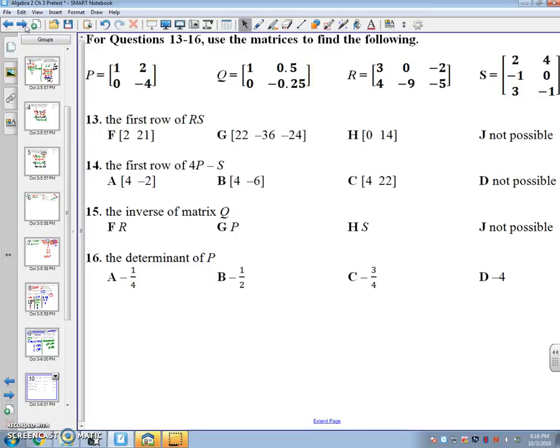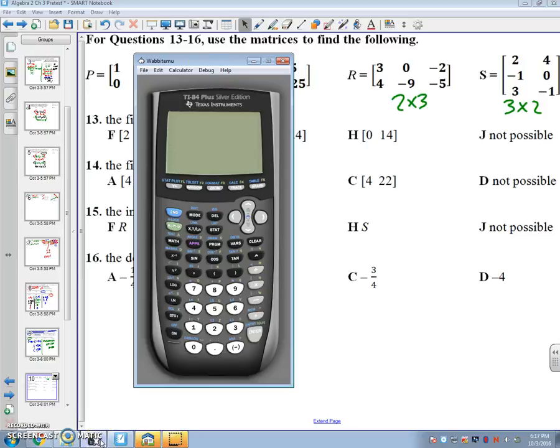Alright, use matrices to find the following. First says, find the first row of R times S. Well, R is a 2 by 3, S is a 3 by 2. You are allowed to multiply them, so that's good. Now, I'm going to use a calculator for this.